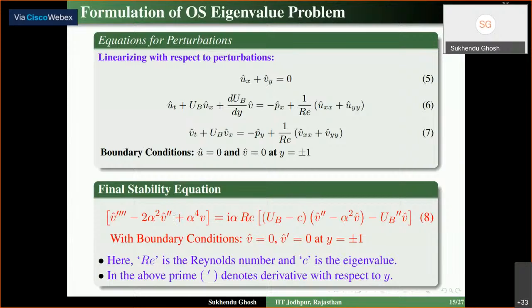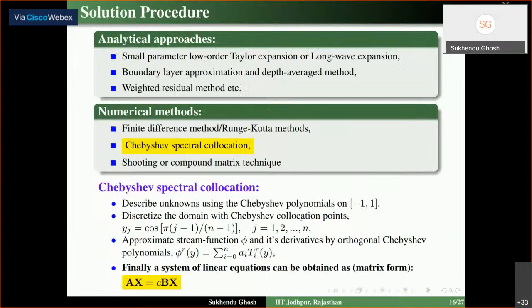So this is a Sturm-Liouville problem with V as unknown and C as the eigenvalue. Now our aim is to solve this equation with the help of eigenvalue and eigenvector. There are analytical approaches as well as numerical approaches. If your problem is very simple, then you can use the analytical approach to get the solution from that eigenvalue problem. But if your problem is somewhat complicated, then it is not possible.